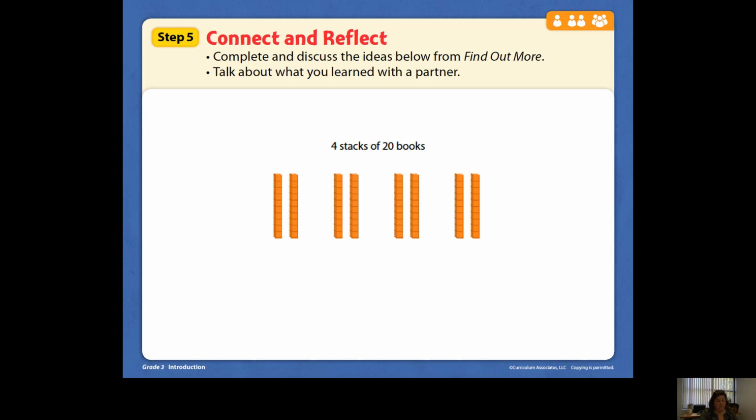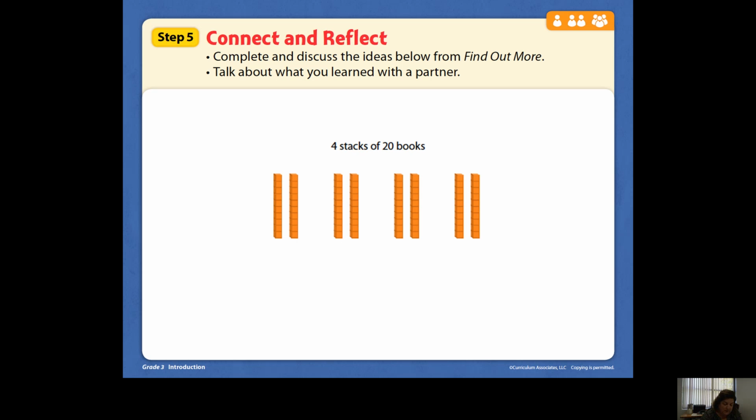So this is just a visual on the back of your page, and I have my pages out so that I can follow along with you. It has some information about finding out more at the top. So if we can all take a look at that. It says multiplication is used to find a total when there are 2 or more groups with the same number in each group. You have learned some multiplication facts. These facts can help you multiply by 10s.